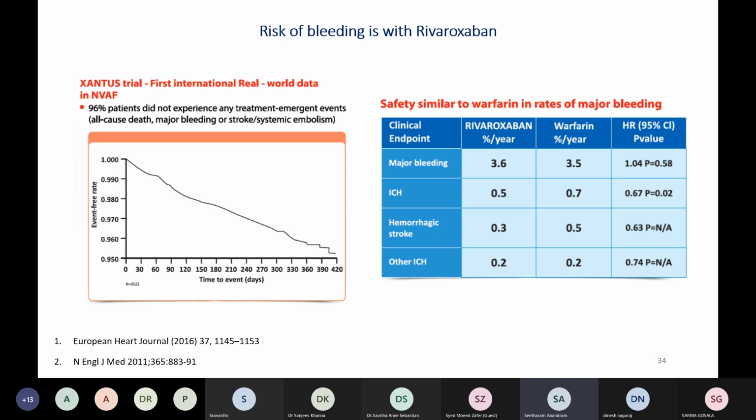This slide again combines the safety profile of rivaroxaban compared to warfarin. Essentially, what you can see is it's either similar to warfarin, or non-inferior, or on some occasions probably superior to warfarin.